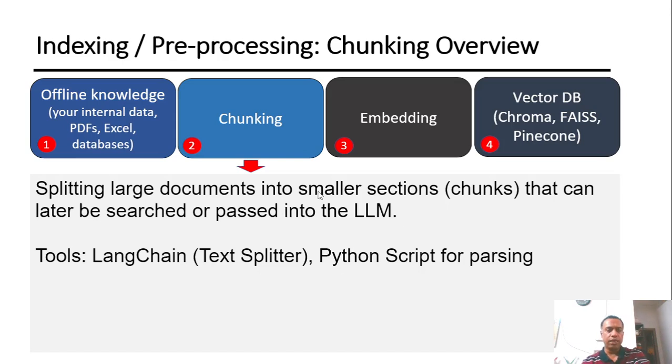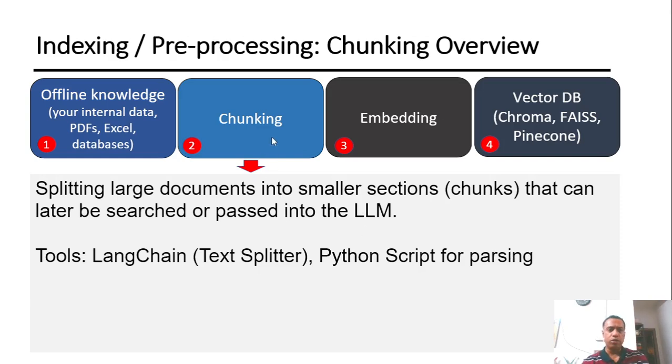Now, before we go to RAG, there is a pre-processing phase where you actually create your vector database. Let's try and understand that from these next few slides. You have your offline knowledge, which is your internal data, PDFs, Excels. All these are essentially large documents and also a large amount of data. This data then moves into what is called the chunking phase, where it is broken into smaller sections, or chunks. Now, one may ask, why do we have to do that? There are primarily two reasons.